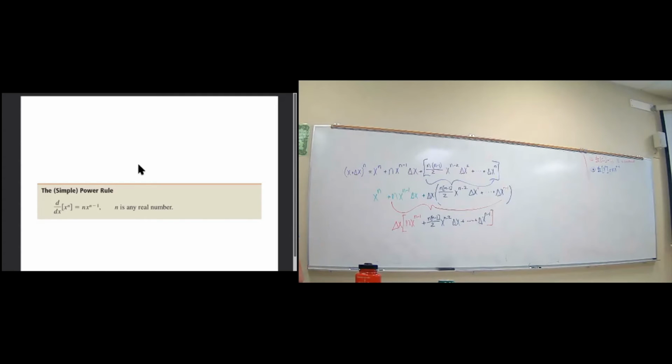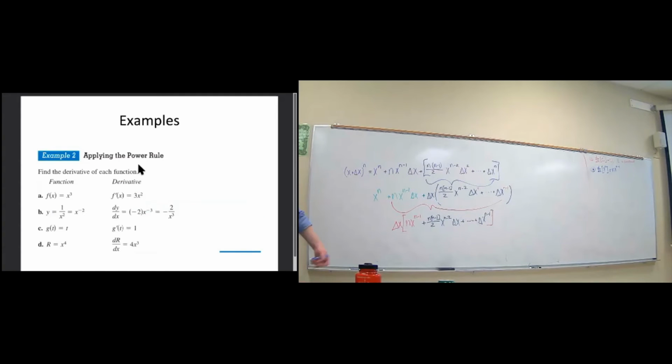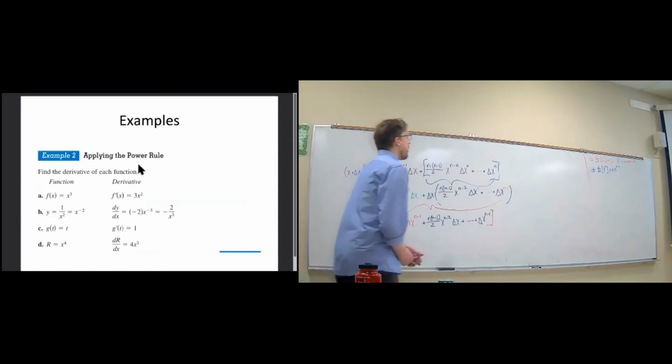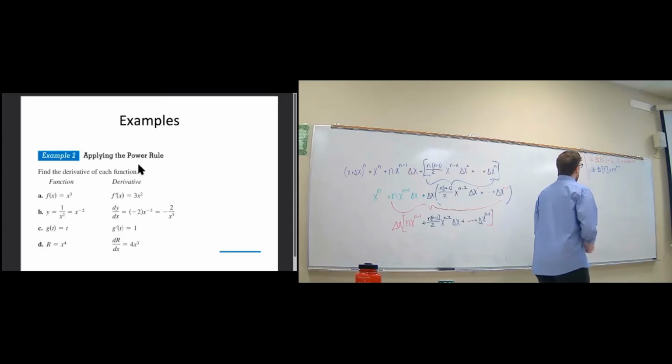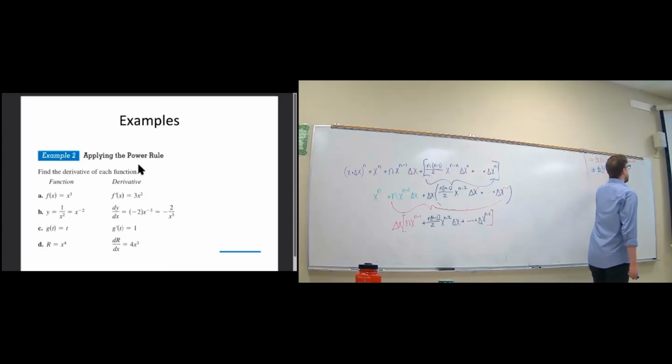All right, so we've got the simple power rule. Just as a couple examples of it, let's say we have the function f of x is equal to x cubed. And the derivative of this thing is going to be 3 times x squared. We're lowering that power by 1, and we're bringing that n down, right?